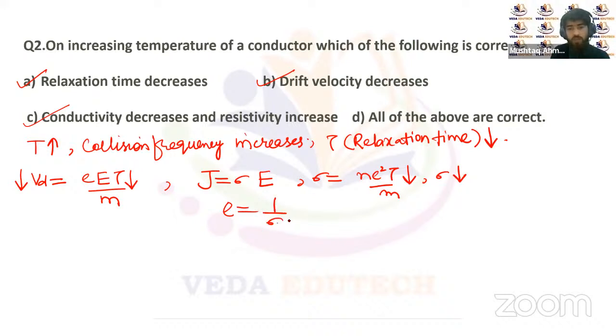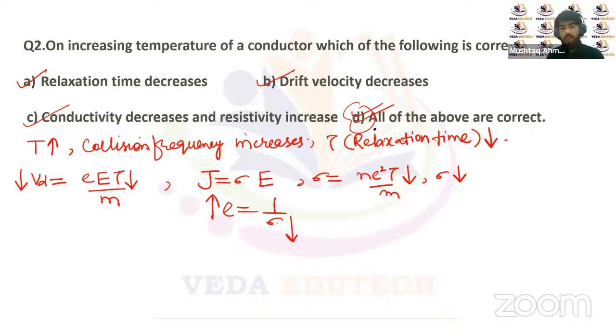If the conductivity decreases, then it means that the resistivity of the conductor increases. If the resistivity of the conductor increases, then conductivity decreases. It means that all the three options are correct. So the best option for this question is all of the above are correct. So this is the best option, right?